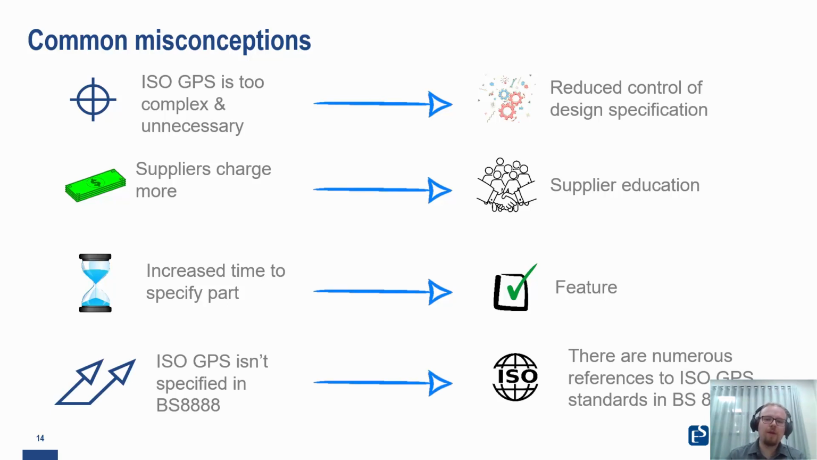The final one I wanted to talk about is that ISO GPS sometimes isn't considered in BS 8888. I wanted to mention that there are numerous references to ISO GPS in BS 8888, the engineering drawing standard. They're referred to as BS EN ISO in various locations, and there is a small section in the newest version on some tolerance specifications.